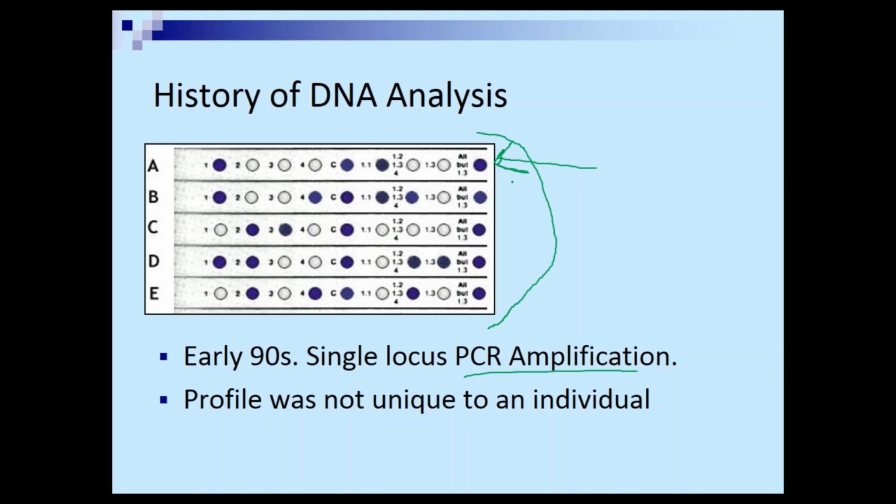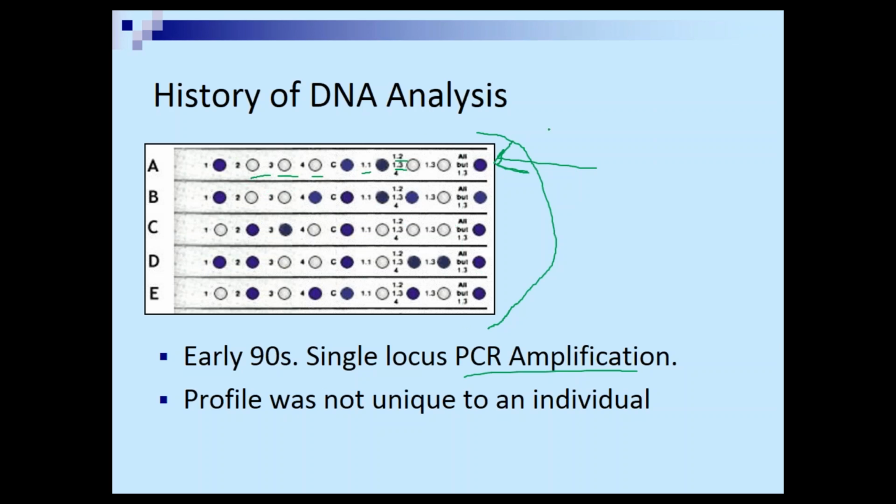The problem is every person had a profile, like your profile and my profile would consist of two numbers, and those numbers would either be 1.1, 1.2, 1.3, 2, 3, or 4. So you only had six options, and you had two of those numbers. So what does that mean? It means it wasn't unique to an individual.